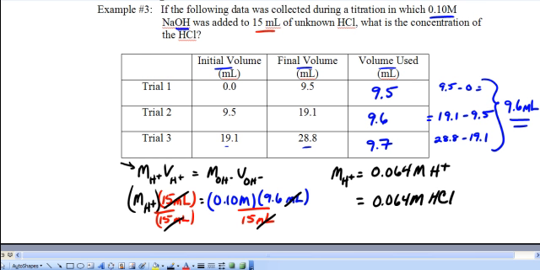All right. In the next podcast, we're going to take a look at another method of determining an endpoint in lab using a pH versus volume of base added graph.